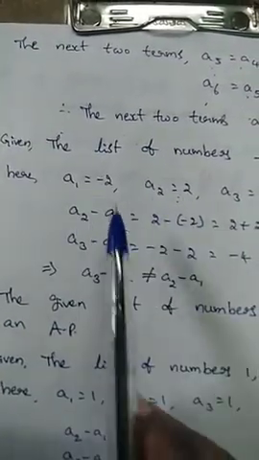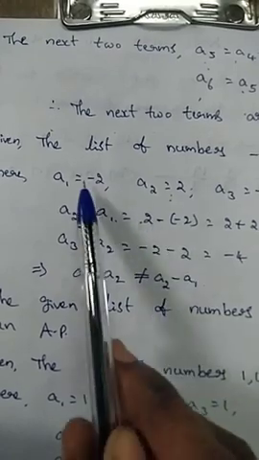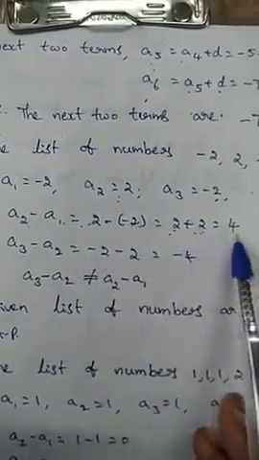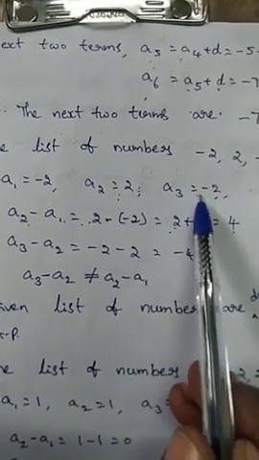What about A2 minus A1? A2 minus A1 is 2 minus of minus 2, which is 2 plus 2. Why? Because minus into minus is plus. So 2 plus 2 is equal to 4. Then coming to the difference of the next two terms.